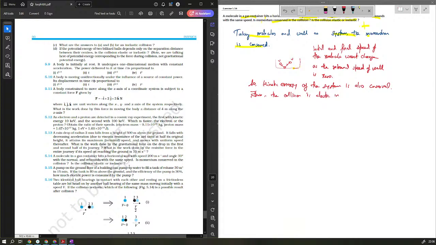So here we have to use the concept of collision, the elastic collision and inelastic collision. The molecule and wall system will always conserve momentum because this is the system, and the initial and final speed of the molecule won't change as the rebound speed of the wall is 0. So no energy is dissipated or transferred to the wall. The kinetic energy of the system is also conserved. Thus the collision is elastic.